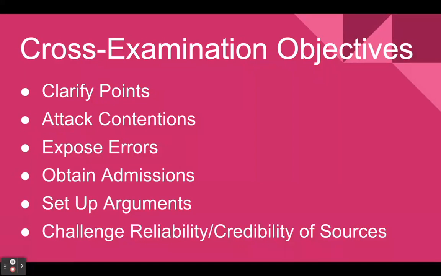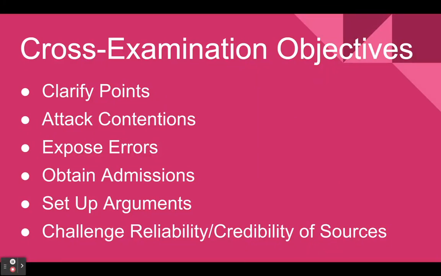Obtain admissions would be to try to get someone to admit that at least part of your argument is valid. So when you say X, are you really trying to say X? Is a good way to say that. And then setting up your own arguments, remember everything has to be in the form of a question, and you want to go for yes or no questions because you don't want them to take over the cross examination.